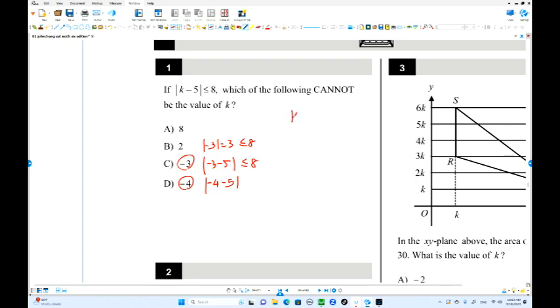Or you can solve this one directly quickly, okay? This is between two numbers, one is positive, the other is negative. Plus 5 both sides, this one should be 13, and the other is plus 5, negative 3, right? So 8 belongs here, 2 is here, negative 3 here, negative 4 outside. Okay, you can solve this.